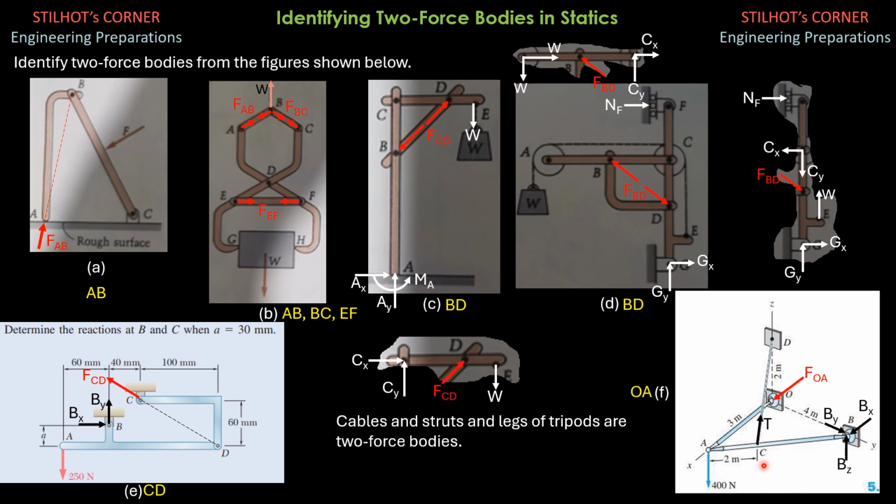So if you sum up moments about axis OB, for example OBX, you can solve for T, the only unknown. Then you apply equations of equilibrium. To solve for FOA, you sum up moments about axis BZ equals 0. That's the only unknown because T has been found from the preceding solution, which is summation of moments about this axis OBX. So that's it for this part of the slide.